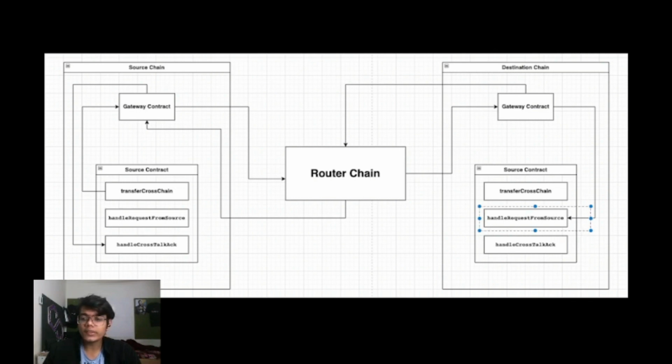Now, after these transactions get executed, the gateway contract sends the acknowledgement to the gateway contract on the source chain, which consists of which transactions got executed or not. Then this gateway contract again sends the whole acknowledgement to the handle crosstalk acknowledgement function on the source contract. This helps us to identify which functions got executed. So this is how we are going to build our whole dApp, like a contract. So now let's move forward for the development.